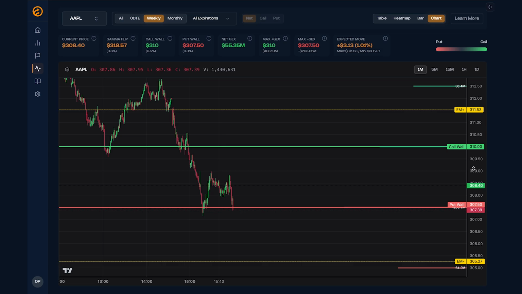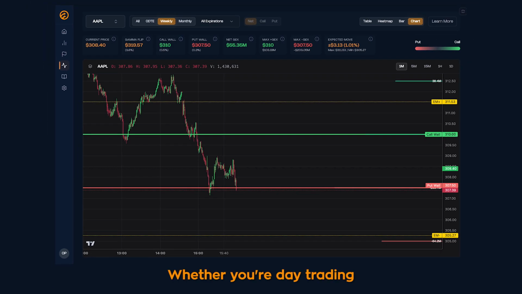as market positioning changes. By combining real-time options flow, unusual activity detection, and institutional-grade gamma analytics, Options Flow gives traders a deeper view into market positioning. Whether you're day trading, swing trading, or simply tracking institutional activity, these tools help you make more informed decisions.